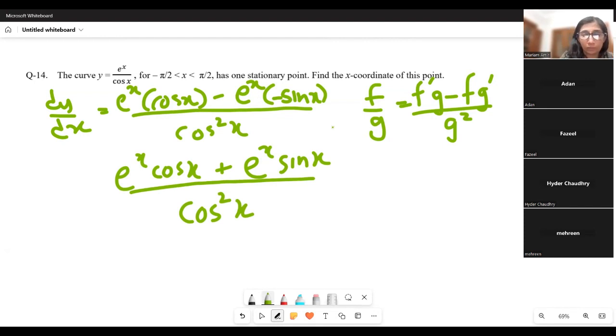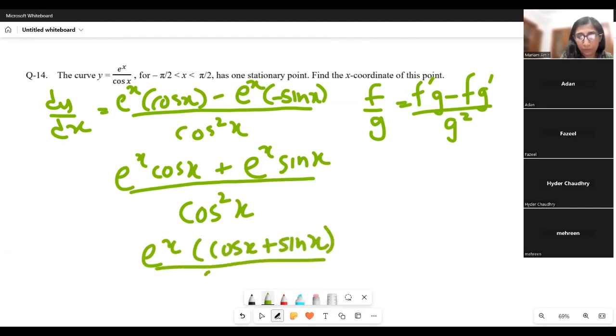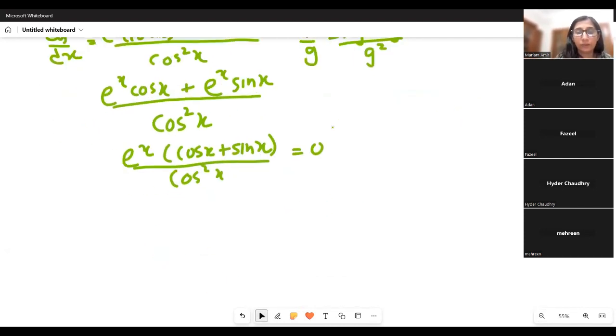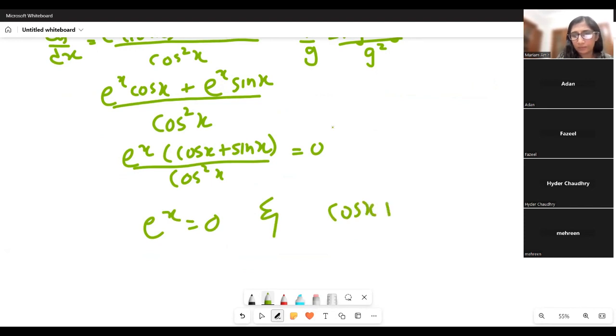Okay, so take e power x common. So we have e^x times cos x plus sin x upon cos square x, and since we're discussing stationary point, equated to 0. So the denominator gets eliminated. Now we have either e^x is equal to 0, or cos x plus sin x equals to 0. Take natural log on both sides, you get ln 0 on one side. So that's going to be a problem. x equals ln 0 has no solution.